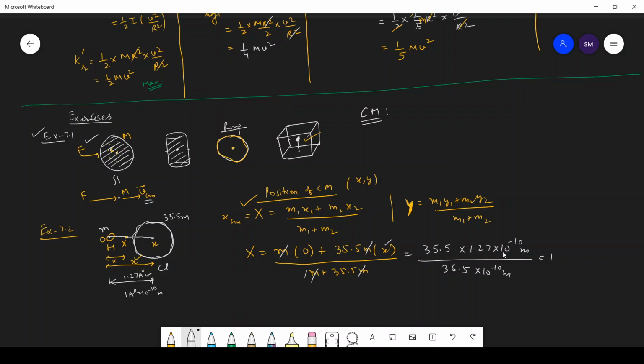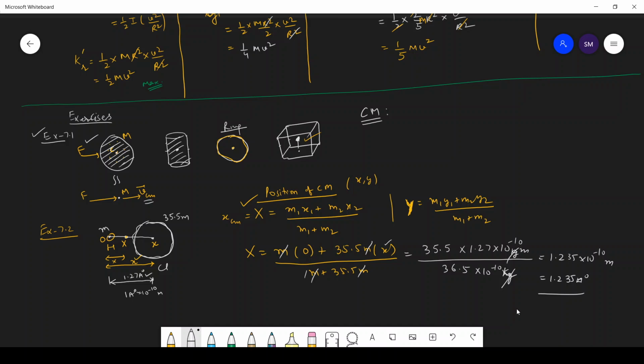If you want to write the answer in angstrom or in meters, that's your choice. This mass is in kilogram, so this is kilogram into meter, kilogram meter. So kilogram cancels out, and you are left with only meters. It comes out to be 1.235 into 10⁻¹⁰ meters, or you can write it as 1.235 angstrom.